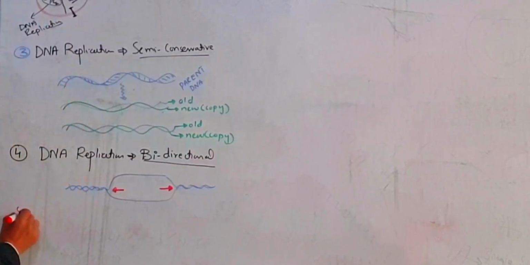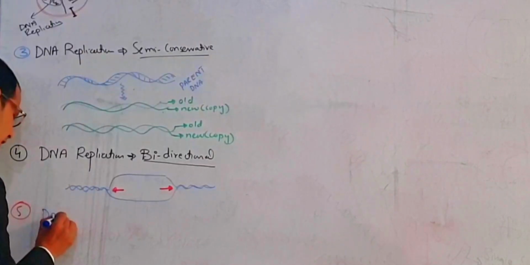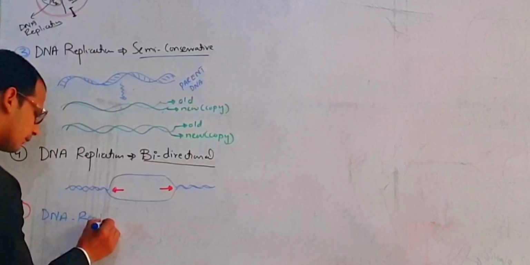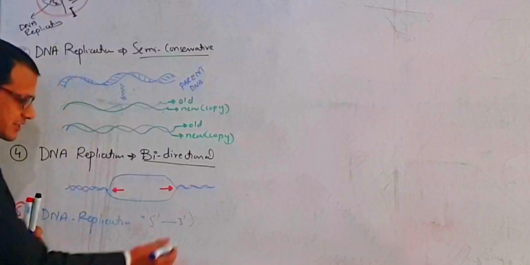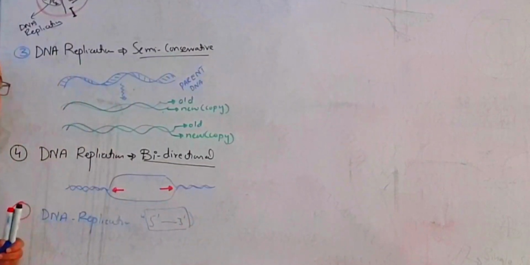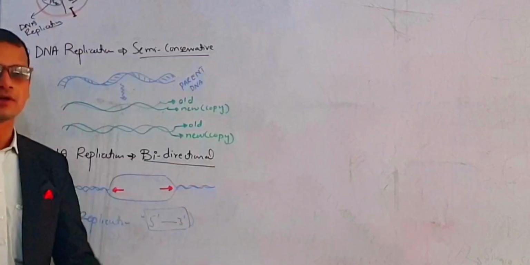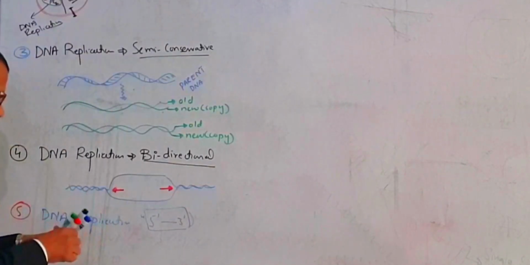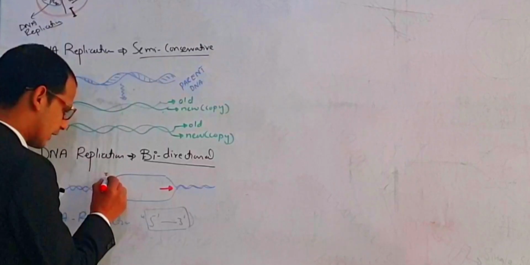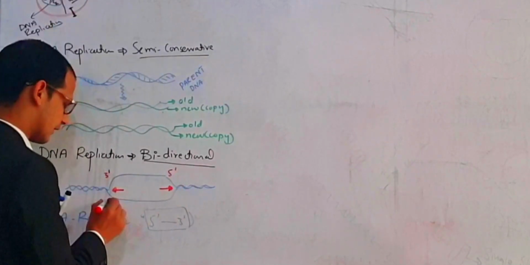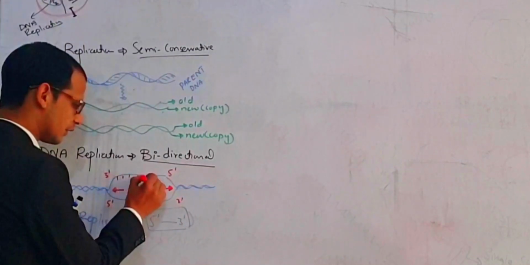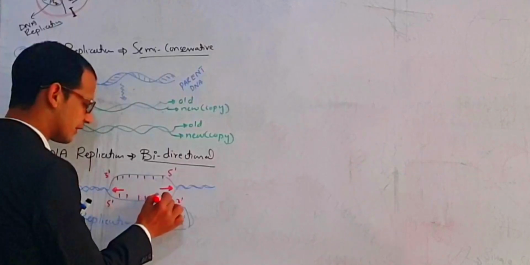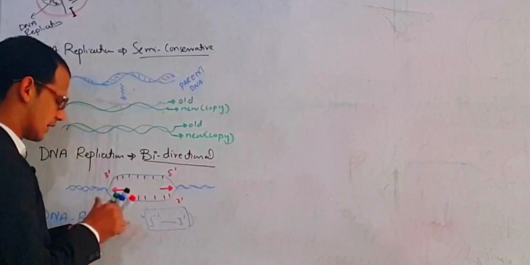The next thing, five. DNA replication occurs 5 to 3. The new strand must form in the 5 to 3 direction, and the old strand must be in the 3 to 5 direction, right? For example, this end is the 3 end, and this is the 5 end, this is the 5 end, and this is the 3 end, right? And this DNA has nucleotides. We will discuss in detail how this process occurs.